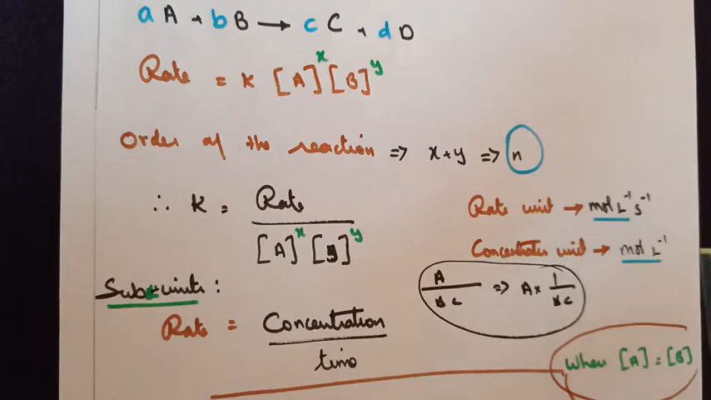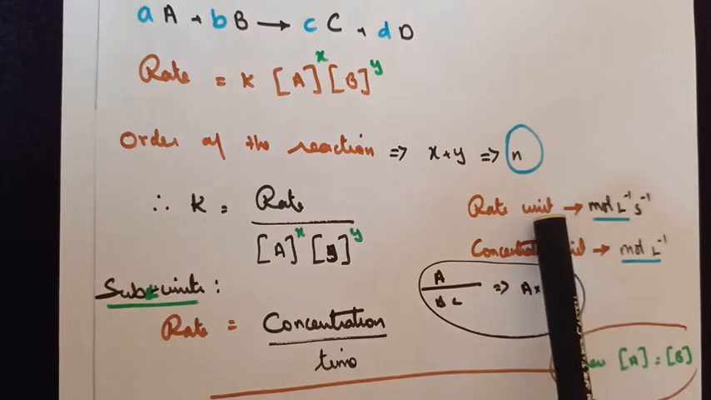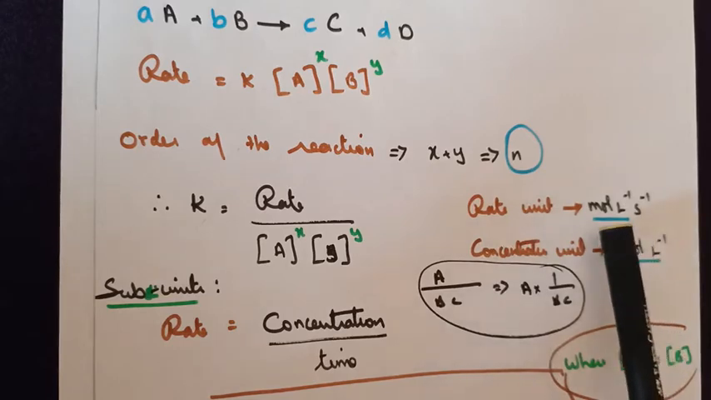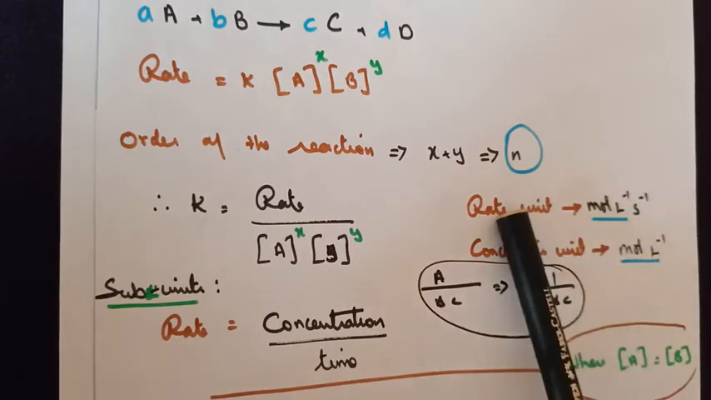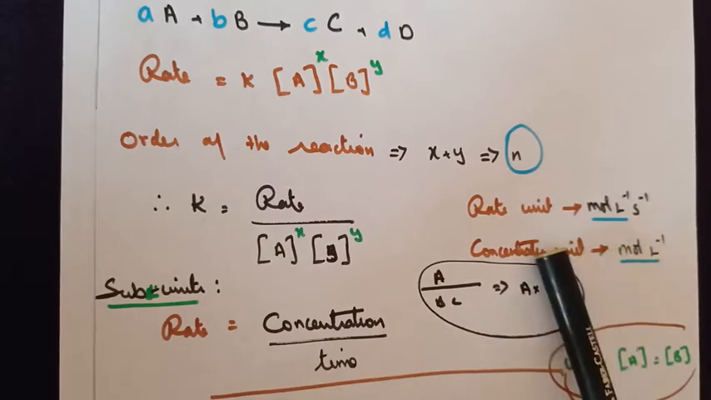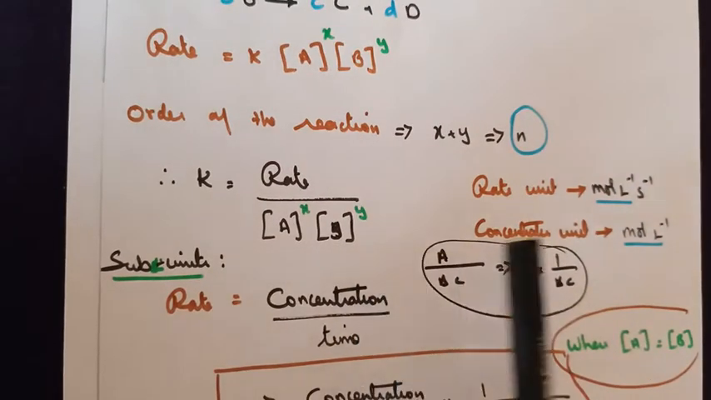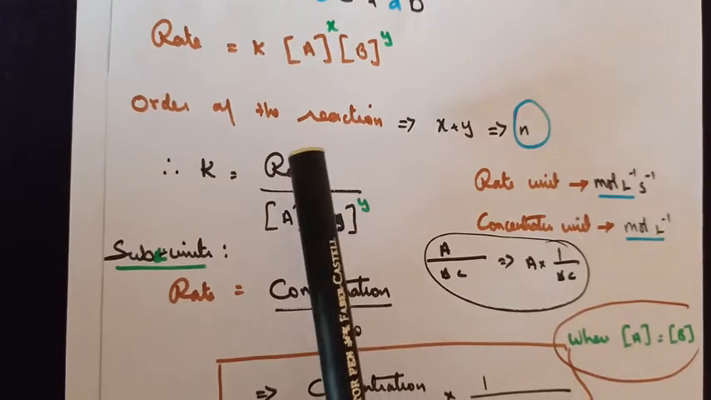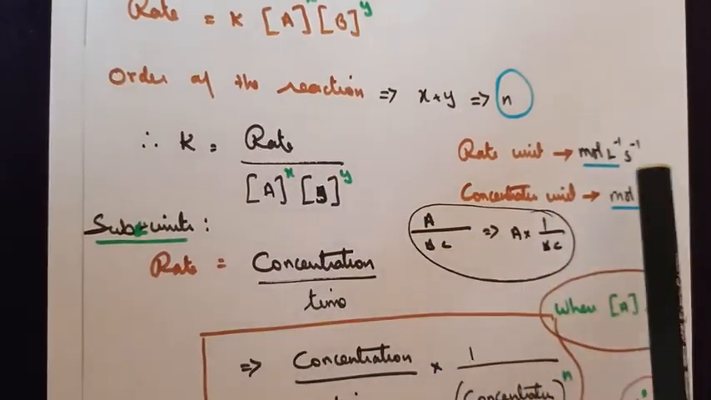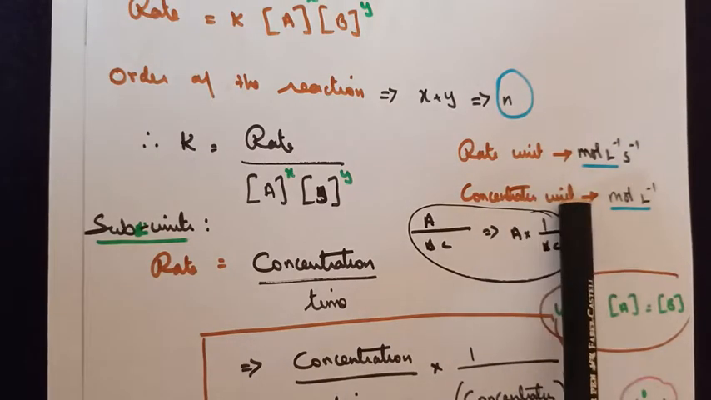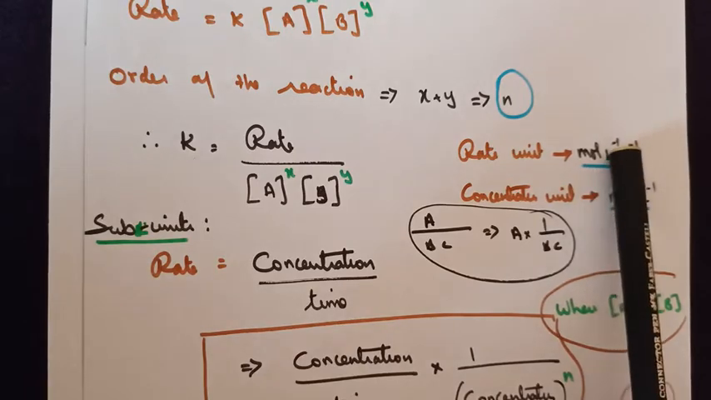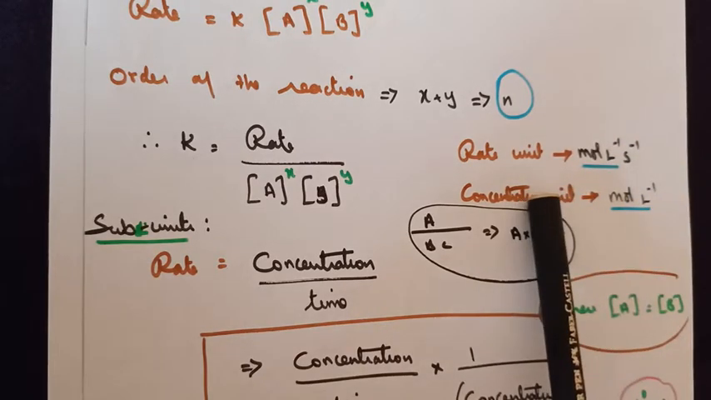The next point you need to remember, as you learnt in the previous class, is that the unit of rate is expressed as mole liter inverse second inverse. The unit of concentration is expressed as mole liter inverse. If you look at it, mole liter inverse is common for the rate and also common for the concentration. I'm going to substitute these values. So in place of the rate, I'm writing, since mole liter inverse is common in both places, I'm considering it in terms of concentration.